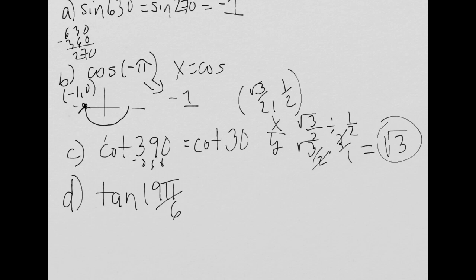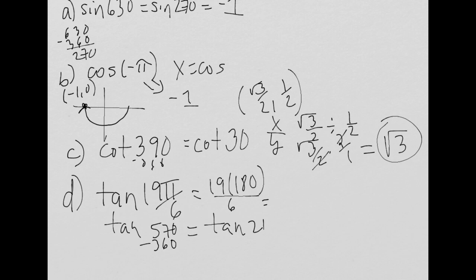Okay, D is asking you to find the value of tangent of 19 pi over 6. If I do 19 times 180 and divide it by 6, I'm looking for a tangent of 570 degrees. I subtract 360 from that, and I get it at 210. So on the unit circle, 210 is -√3/2, comma, -1/2. Tangent is y over x.